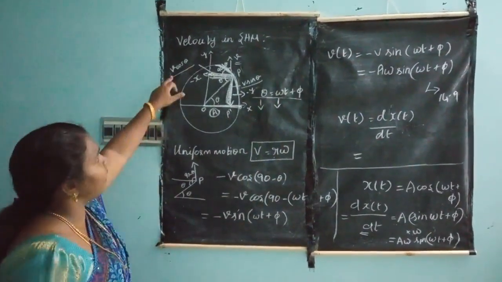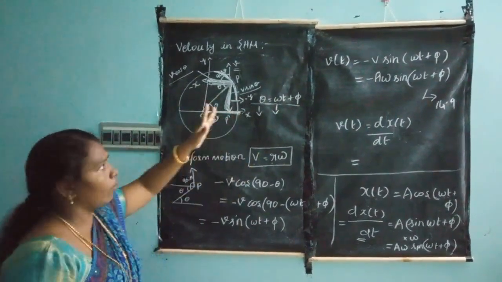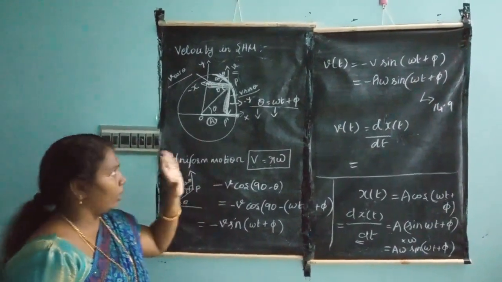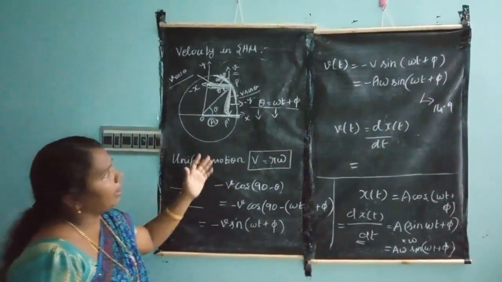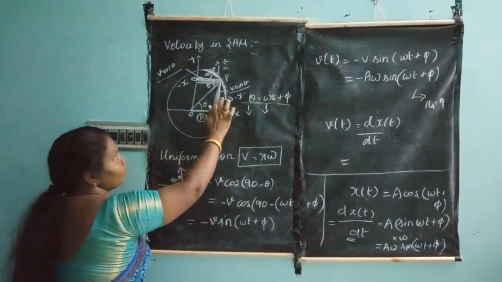So instead of theta, you always write omega t plus phi, because you know that is the angular position when the particle is moving. In circular motion, in the last class, I told you about this relationship. Is it right? Yes. So this is v cos theta and this is v sin theta.